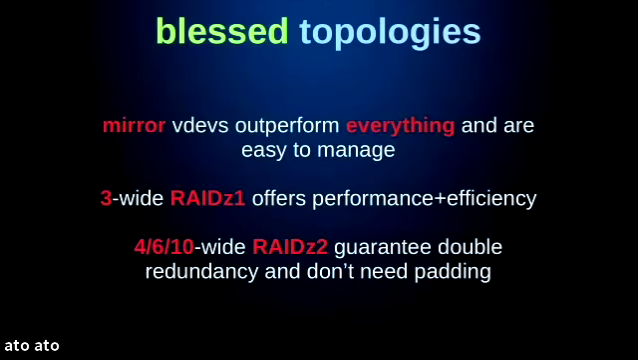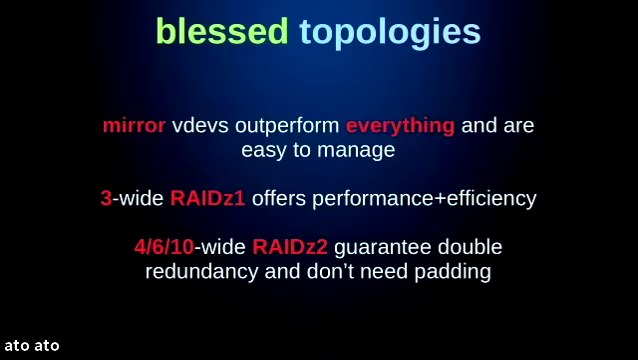All right. So, blessed topologies. Mirror VDEVs outperform everything else, and they're really easy to manage. Let's say that you've got an 8 drive system and you've got 6 drives. So you've got 3 mirror VDEVs, right? You want more space. You're starting to get a little full in your pool. Add another mirror VDEV. Easy. Done. Now you've got an 8 drive system. It's fully populated. You've got 4 individual mirror VDEVs.